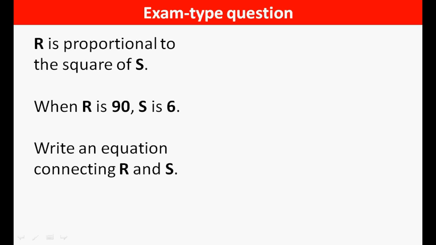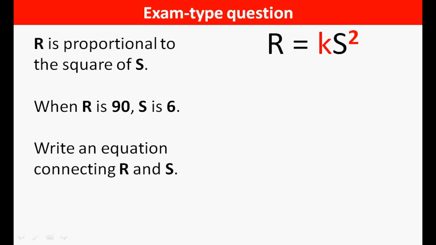Well, you need to set this up in the right way to start with. It says R is proportional to the square of S. That means that R and the square of S, S squared, have some kind of a relationship. And since R is proportional to the square of S, that means R is something times S squared. I've called that something K. So R equals some number K times S squared.